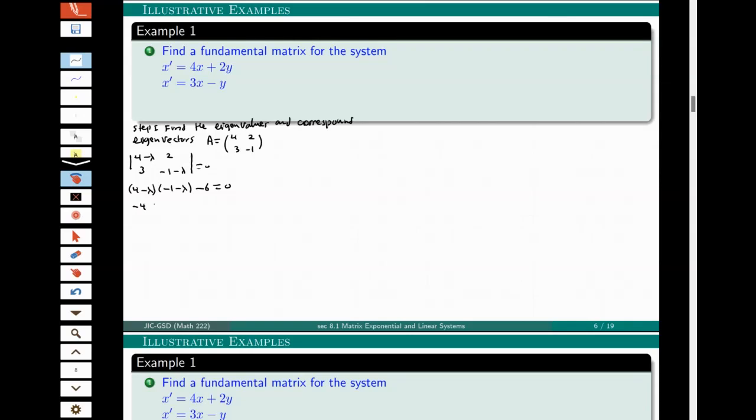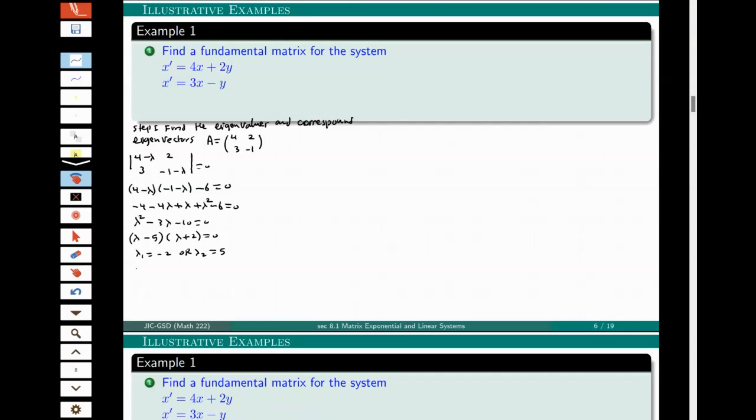Expanding, 4 times minus 1 is minus 4, 4 times minus lambda is minus 4 lambda, plus lambda, plus lambda squared, minus 6 equal to 0. So we will have lambda squared minus 3 lambda minus 10 equal to 0. We had this one before, it's lambda minus 5 times lambda plus 2. So either lambda 1 is minus 2 or lambda 2 is equal to 5.